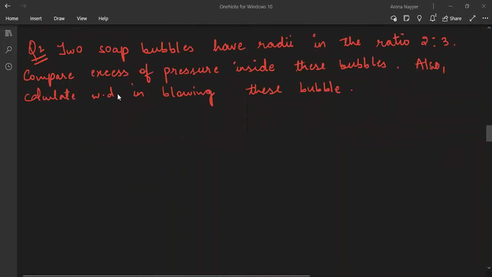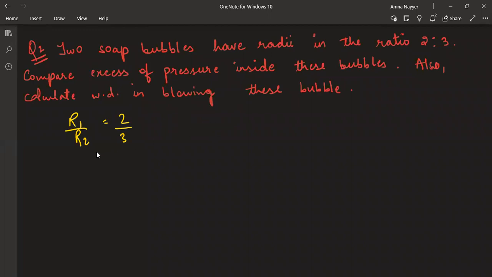See, this question says that 2 soap bubbles have radii in the ratio 2:3. So the radii ratio is 2:3. It means R1 by R2 will be 2/3. Then it says you have to compare the excess pressure and calculate the work done.